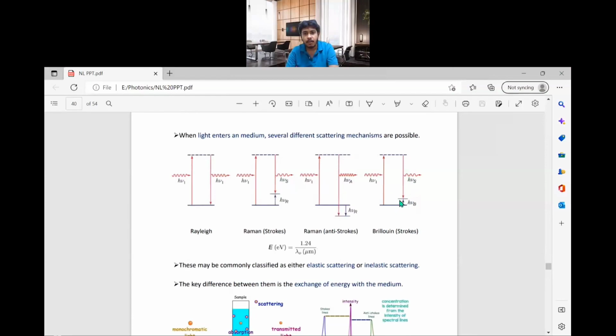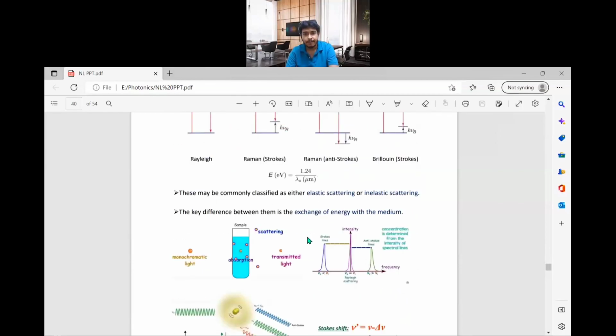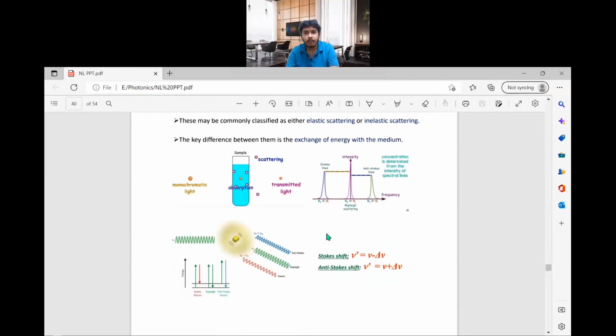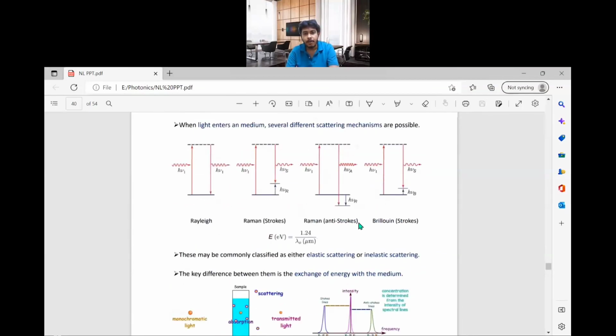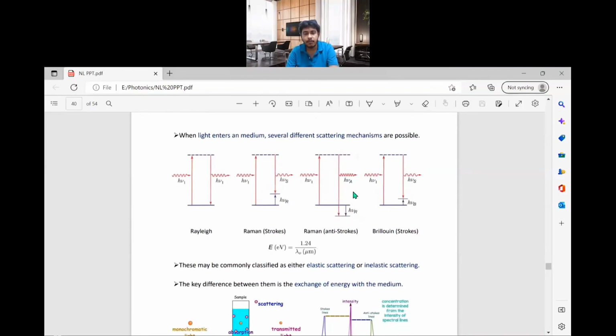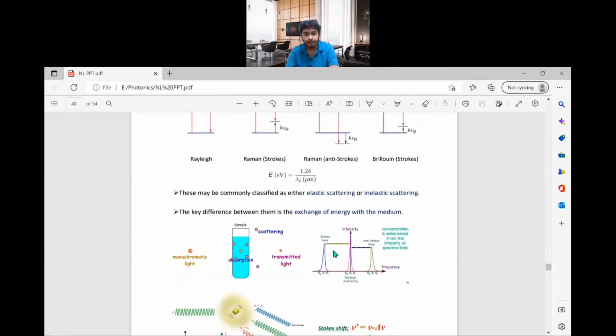In Brillouin scattering, again some energy is lost, but the change is less compared to Raman scattering. There are two types of scattering: elastic and inelastic. The main difference between them is the exchange of energy with the medium. In Rayleigh scattering there is no exchange of energy, and in Raman and Brillouin scattering there is an exchange of energy with the medium. Here the energy is supplied, so the frequency is higher compared to the input, and here the energy is lost, so the output frequency is less than the input. Brillouin is the same, but Brillouin has less exchange of energy compared to Raman scattering.